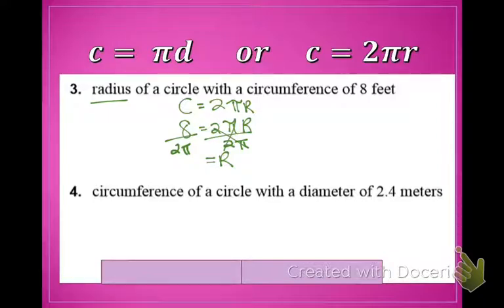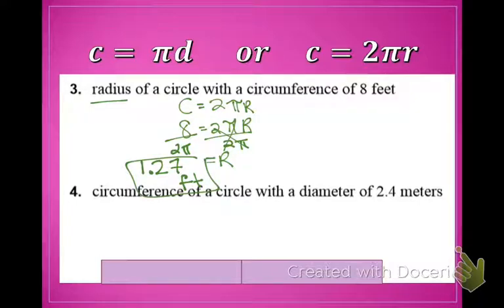All right, Caleb, what do we get? Tyler, what'd you get? 1.27. Is that rounded and everything? Okay, 1.27 feet. All right, that's the answer.